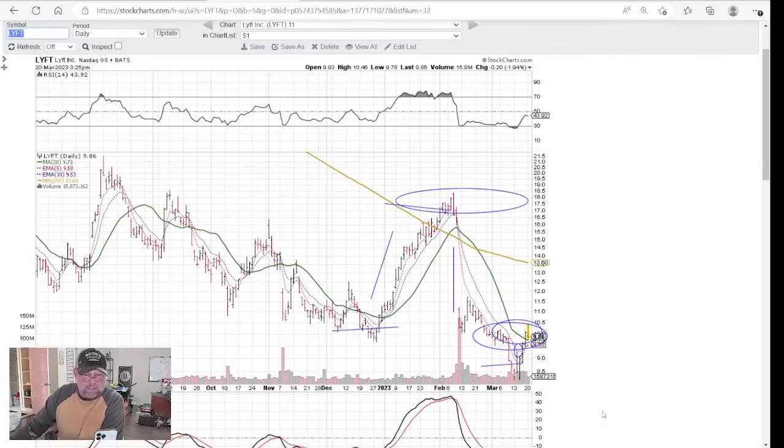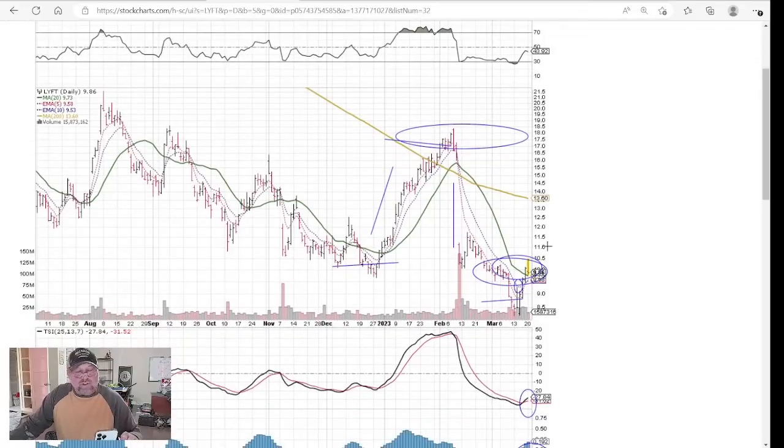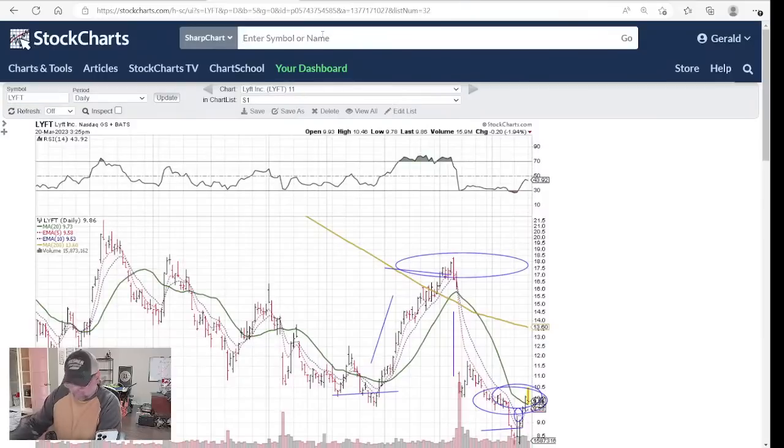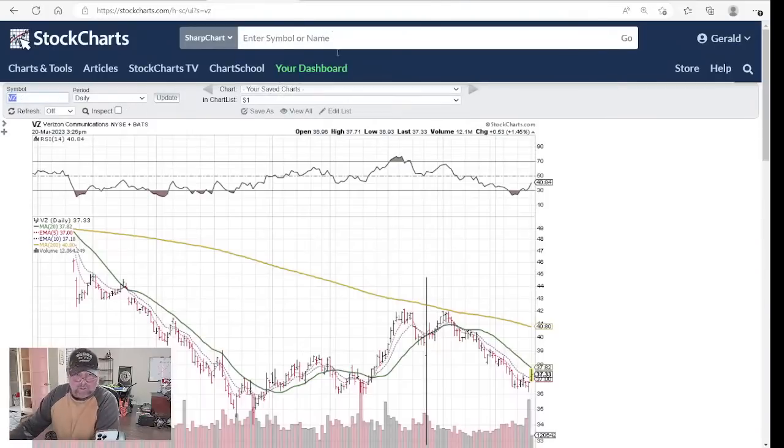What stock is this? Better get a hold of yourself, girl. This is Lyft. You need to come trade with me. What stock is this? You don't know this is Lyft, man? $9. What else would be $9.86? What else chart looks like this? Verizon was upgraded today. A lot of you need to come trade with me.